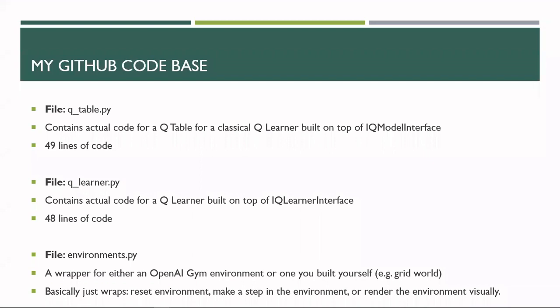This is the actual code for a Q table for a classical Q learner that's built on top of the IQ model interface. The qlearner.py would be the learner that goes with it. There's an environments.py, which is a wrapper for any environment. Now, why did I have to do that?